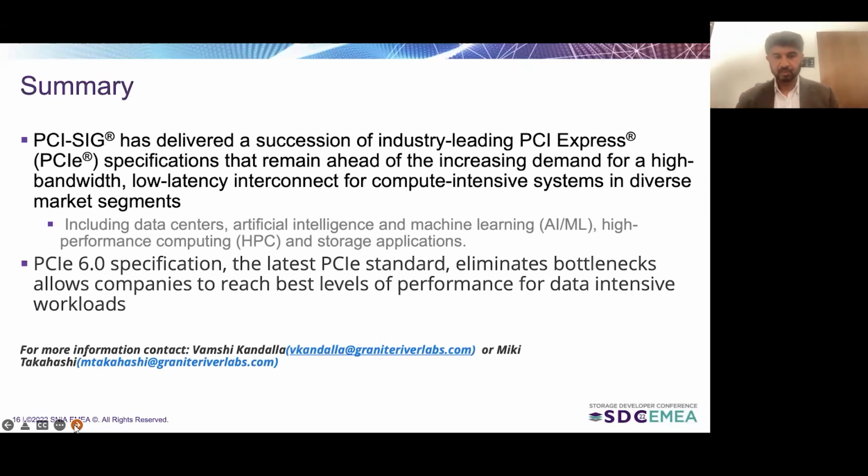Finally, summarizing what I've spoken about, PCI-SIG has delivered a succession of industry-leading PCI Express specifications that remain ahead of the increasing demand for a high bandwidth, low latency interconnect for compute-intensive systems in diverse market segments. That includes data centers, artificial intelligence and machine learning, high-performance computing, HPC, and storage applications. The PCIe 6.0 specification, the latest PCIe standard, eliminates bottlenecks and allows companies to reach the best levels of performance for data-intensive workloads.